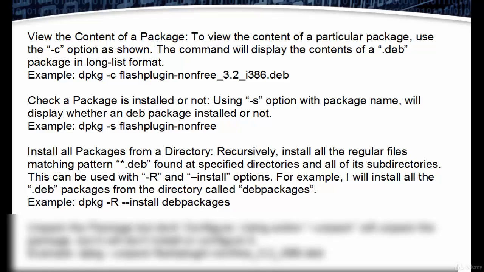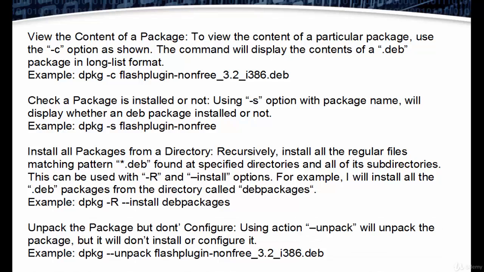Install all packages from a directory. Recursively install all the regular files matching the pattern *.deb found at specified directories and all of its subdirectories. This can be used with -r and --install options. For example, I will install all the .deb packages from a directory called debpackages. For example, dpkg -R --install debpackages.